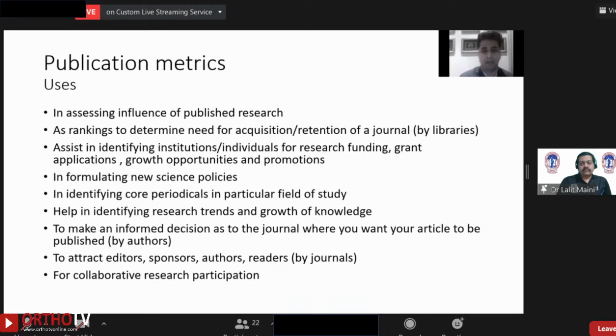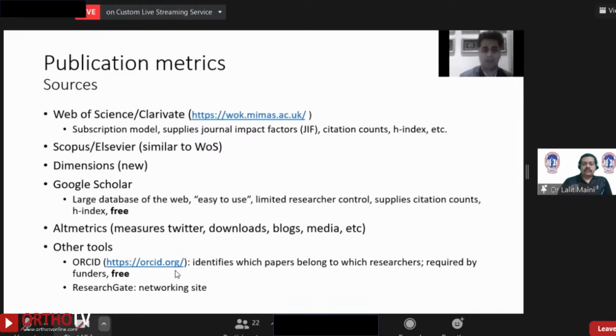In identifying the core periodicals in a particular field of study, if you're looking at, say, a specific field of study, or identifying research trends and growth of knowledge. Therefore, if authors want to use these metrics, it's basically to make an informed decision as to which journal you want to send your article to be published to. And of course, the journals do it so that they can attract editors, sponsors, authors, readers, and therefore have collaborative research participation.